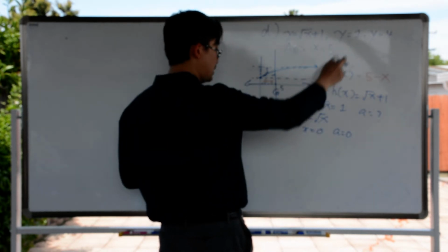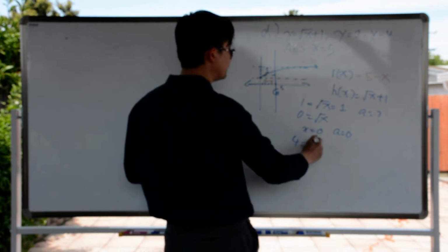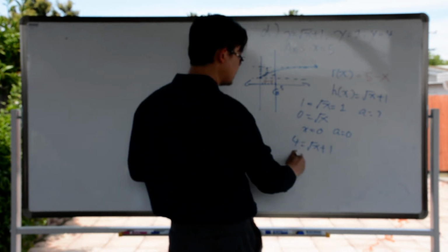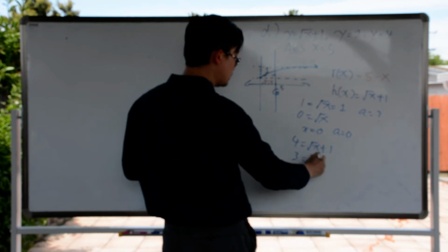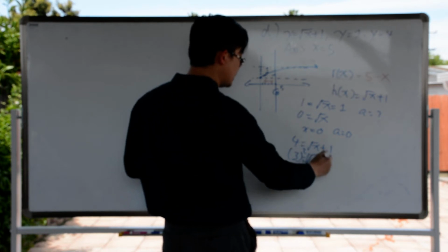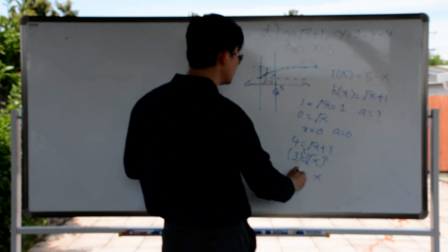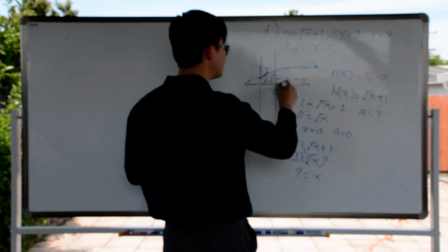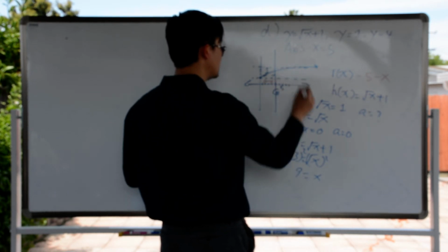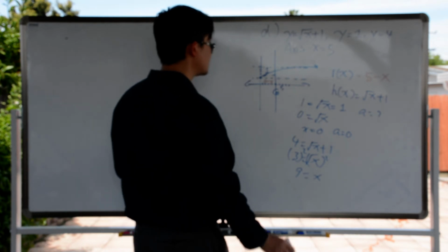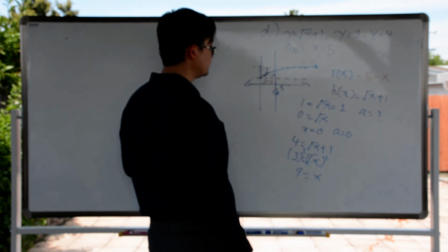And then for the upper bound, we said y equals 4. So solve for x, subtract 1, square both sides. So we got x equals 9, so it's 5, 6, 7, 8, 9, it's all the way over here. So that's the point where it intersects, okay, the lower bound, the upper bound.